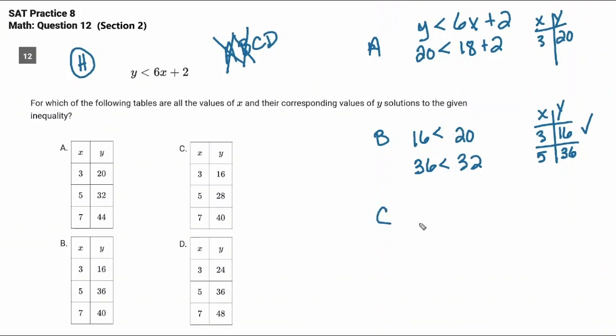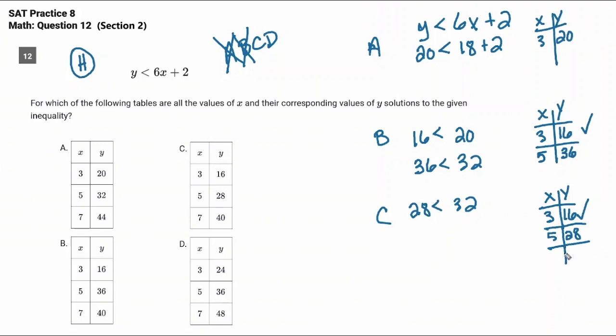Go to C. Keep a chart. First set of numbers is 3 and 16. Does that look familiar? You just did it. Check. Move on to the next one. 5 and 28. y is 28. Is that less than 6 times 5, which is 30, plus 2, 32? Is that true? We're golden.